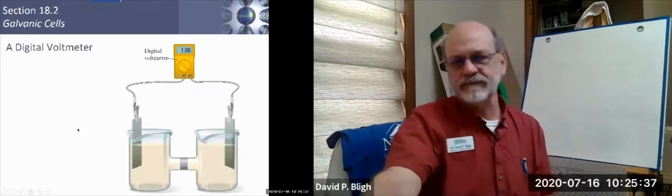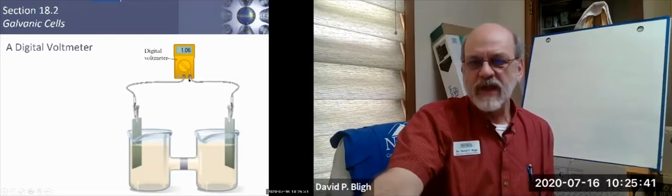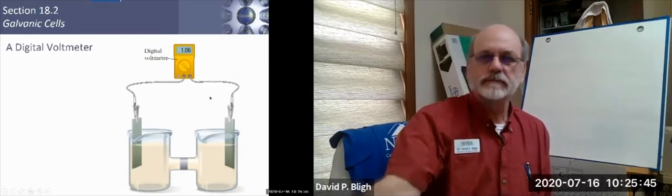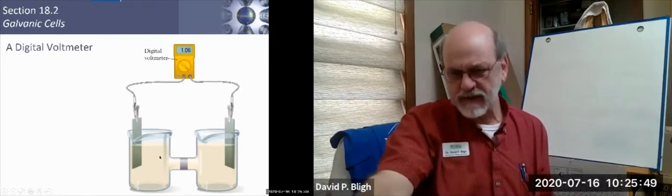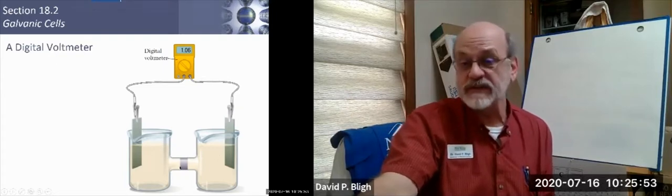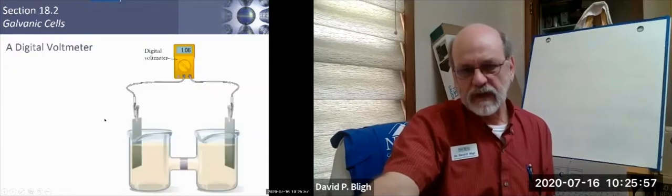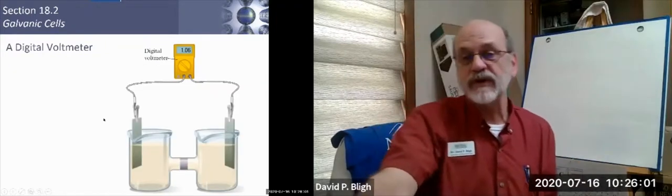All right. So here we have a digital voltmeter that is measuring the voltage between the two. And for argument's sake, I think the left one's going to be the anode, the right one's going to be the cathode, and we have a porous disc this time instead. That just shows you how you put it in a circuit.